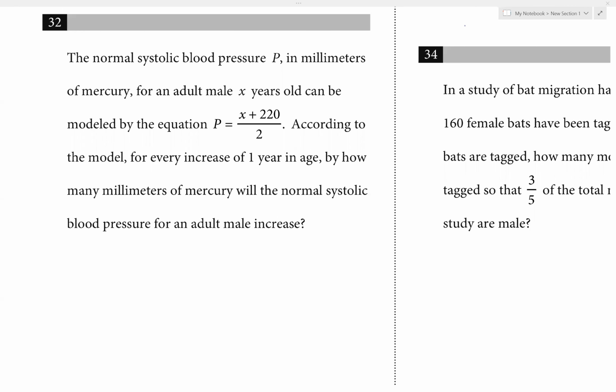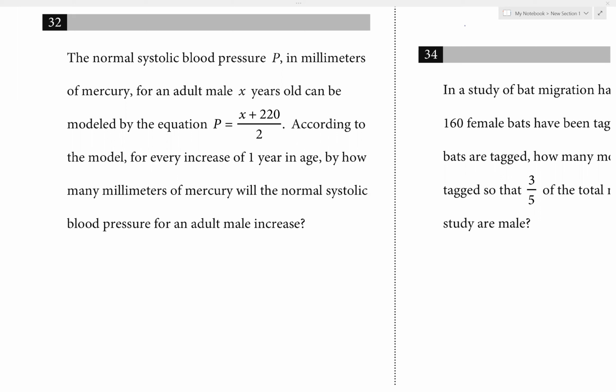Okay, question 32. The normal systolic blood pressure P in millimeters of mercury for an adult male X years old can be modeled by the equation P equals (X plus 220) over 2. According to the model, for every increase of 1 year in age, by how many millimeters of mercury will the normal systolic blood pressure for an adult male increase?